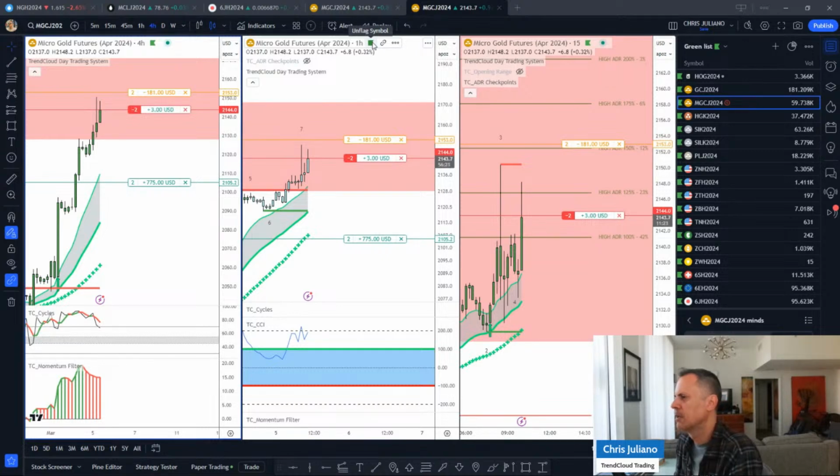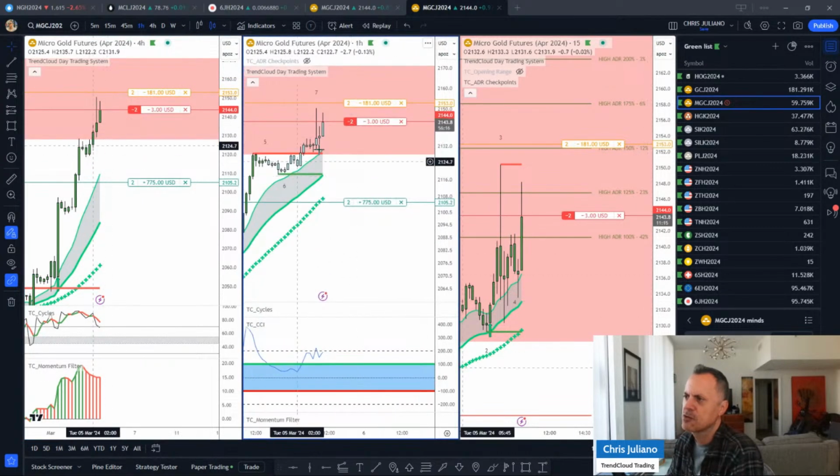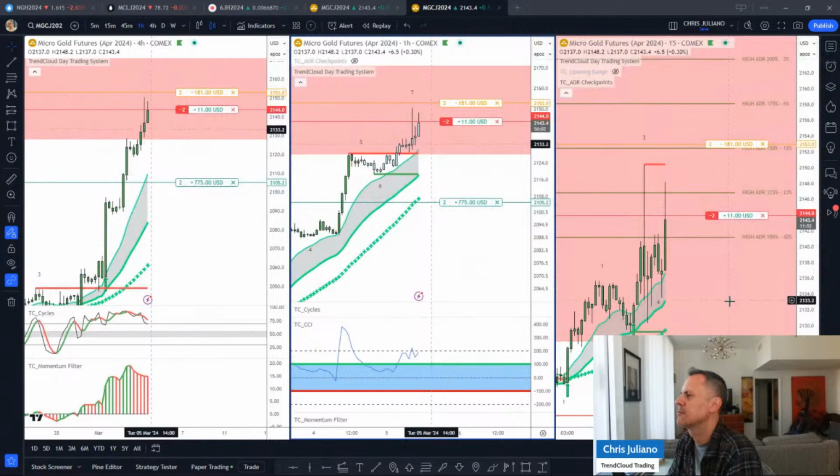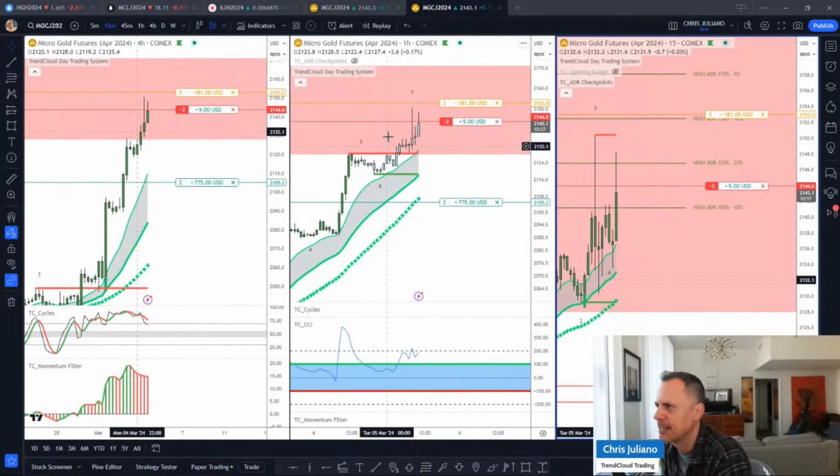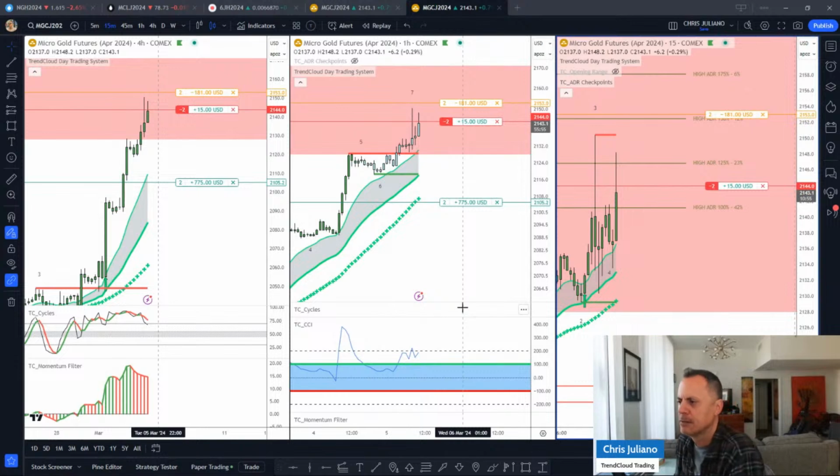So we've got an interesting trade going on here, right? Extended trend reversal trade here. Trend reversal trade. And we'll see how this works out for us. Cool. Pretty exciting stuff. ADR checkpoints and extended trend on our TrendCloud, giving us a lot of great signals.